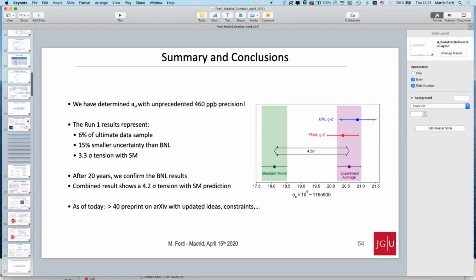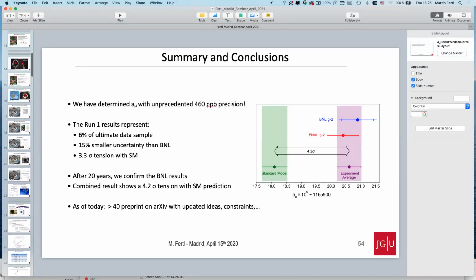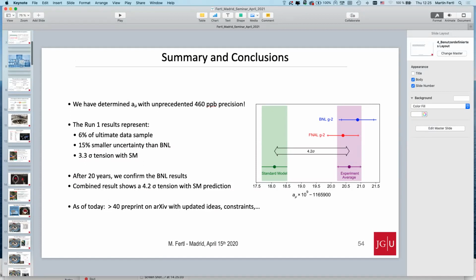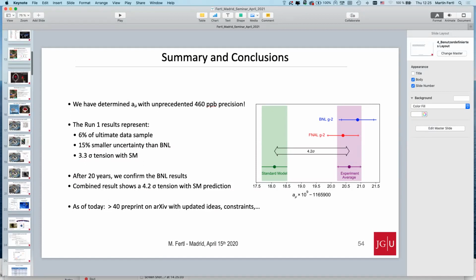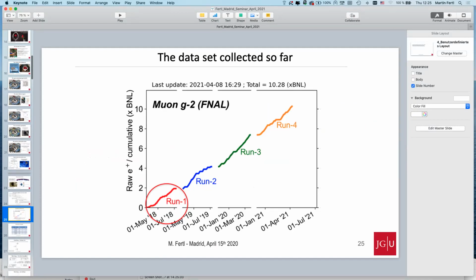So it's basically the plot here. Let me see. I had the evolution here. You can see it. So this will still run to the end of, beginning of July, and then we will have run 5.